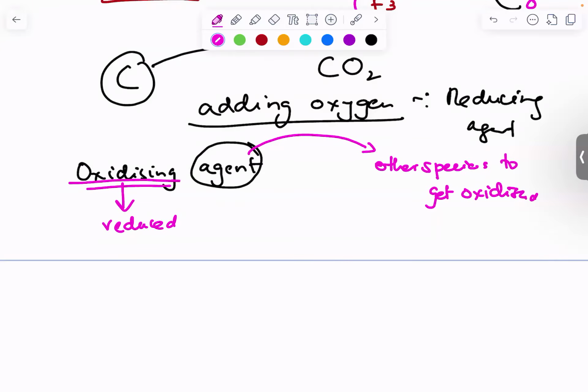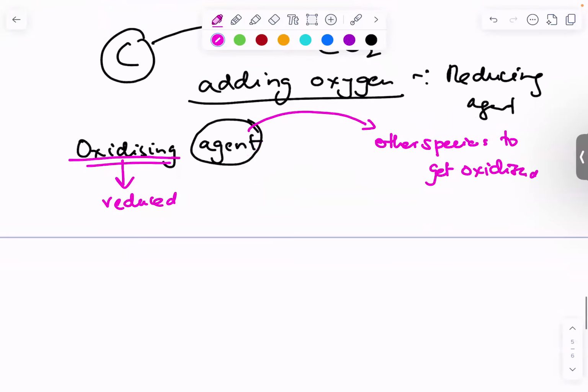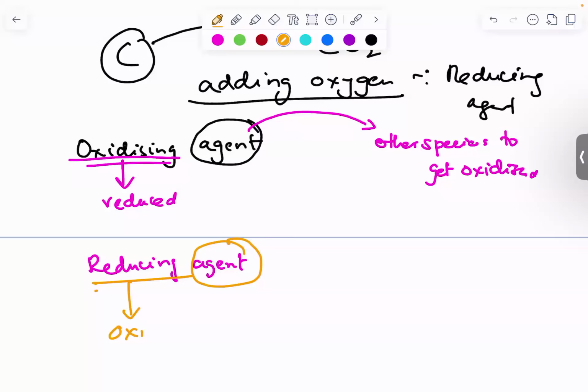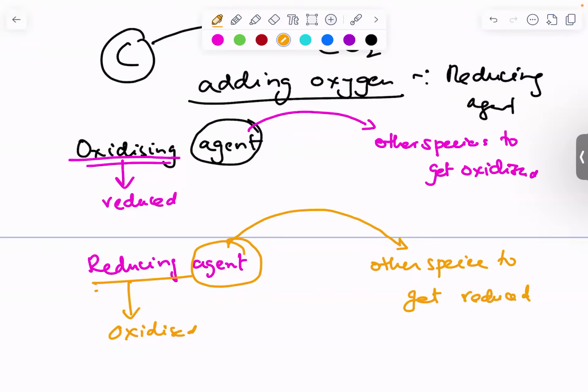And then I will write for reducing agent. So if it's a reducing agent, it will never get reduced, it will get oxidized. And if it's an agent, it will ask the other species to get reduced. I hope it makes clear sense now.